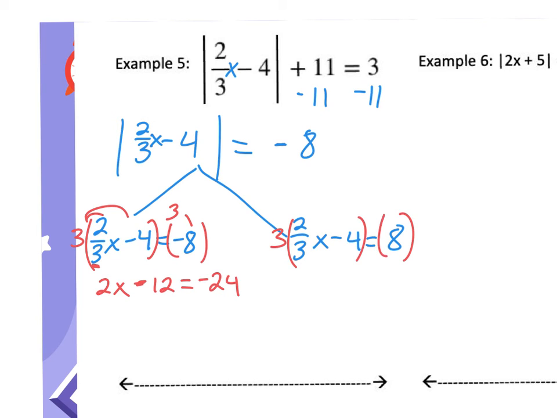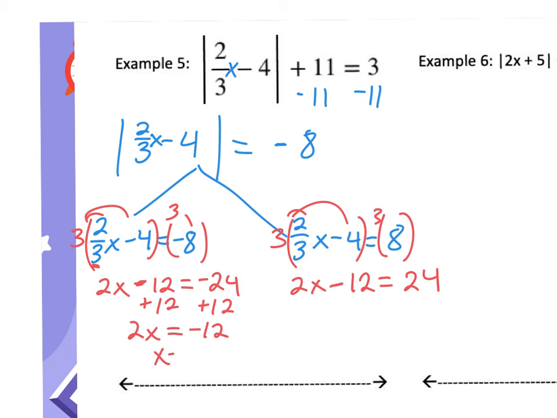Same thing over here. 3 times 2/3 x is 2x minus 12 equals 3 times 8, which is 24. Good. Add 12 on both sides, we end up with 2x equals -12, so x is -6. We then get 2x equals 36, divide by 2, and x is 18.